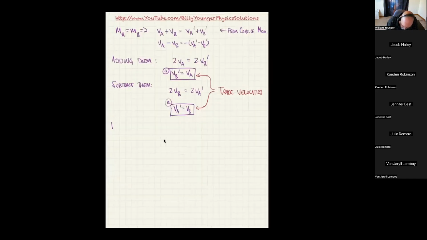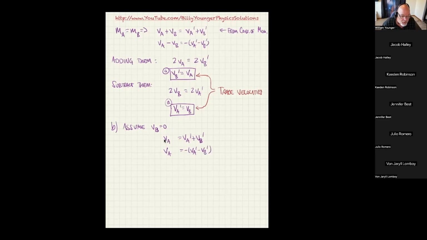Now, in part B, we're supposed to assume VB is equal to 0. In other words, it started with VB sitting still. In that case, we start off with VA is equal to VA prime plus VB prime. And we still have the other equation, which would be VA, normally minus VB, but that's 0, and that's got to equal negative VA prime minus VB prime.